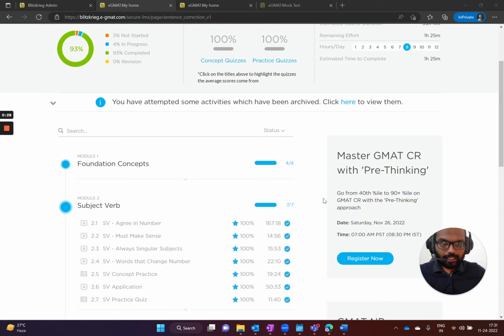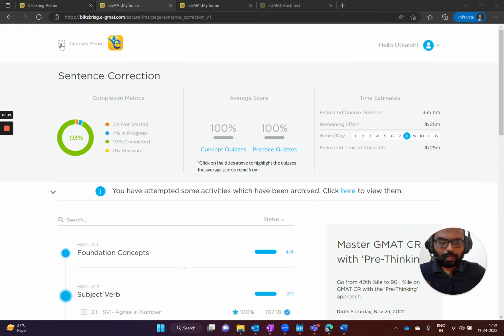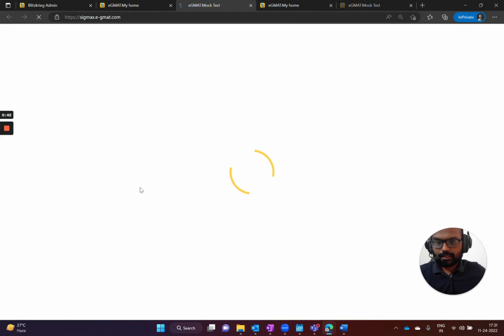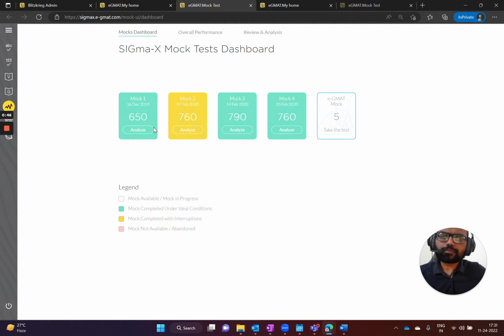So, as you read from the email, step number one is always the diagnosis part. Regardless of your current preparation level, whether you're starting from zero or whether you have done some sort of preparation, your step number one would be to do a diagnosis with the mock test. We call it Sigma X mock test. So, you would have to take this mock test number one. The score would act as a baseline.